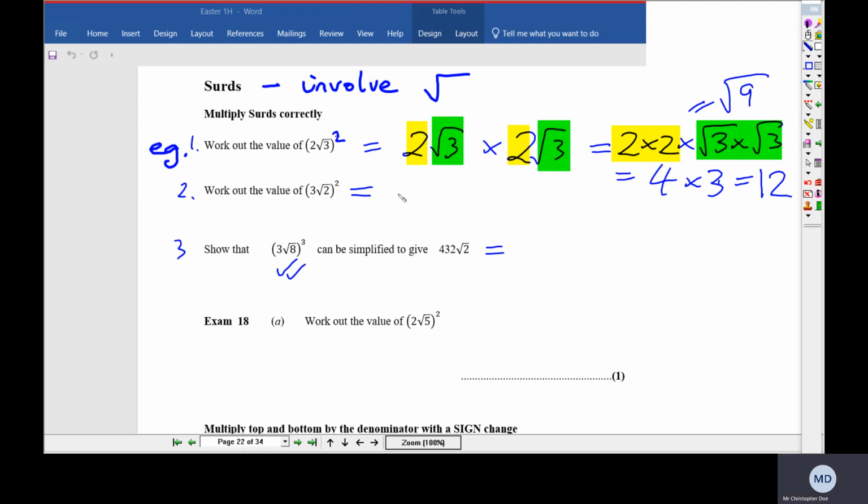Question 2, hopefully you've written down something like this eventually. 3 times 3 times root 2 times root 2. Something like that. Hopefully. Someone got an answer for me? Yeah, so I would put down 9 times 2, 18 for your mark. Question 3 is a lot harder though.